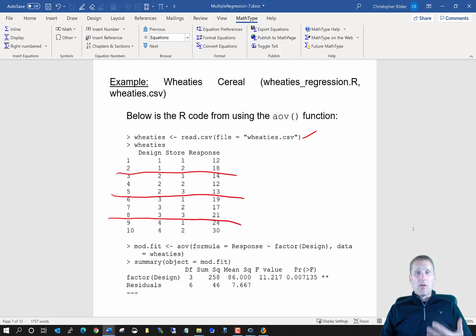We have 4 different design levels. That's our factor levels or our treatments, and we're looking at the number of boxes of cereal sold at a particular store. In the past, what we've done is we've used the aov function with it, and when we summarize results from that, we get our ANOVA table.